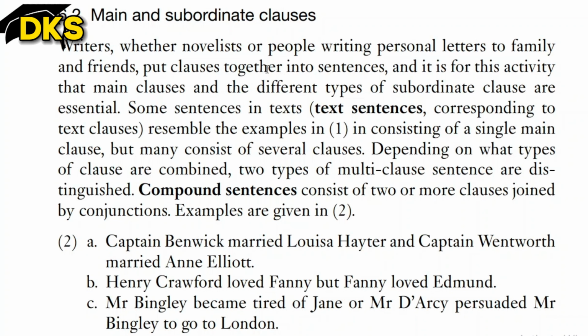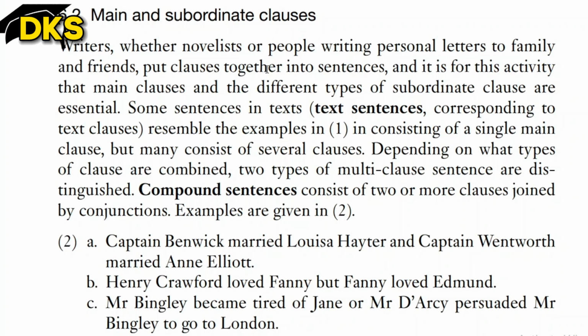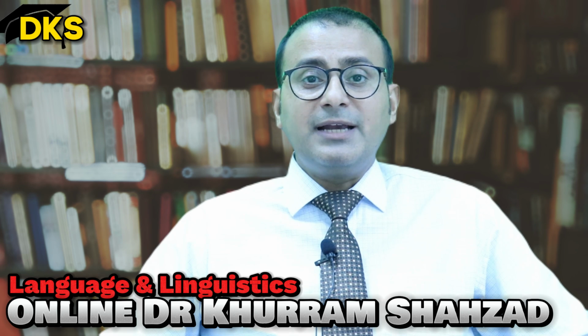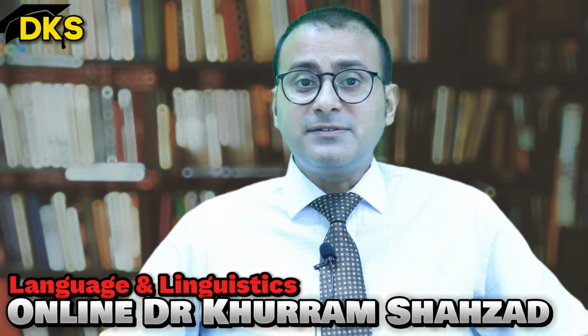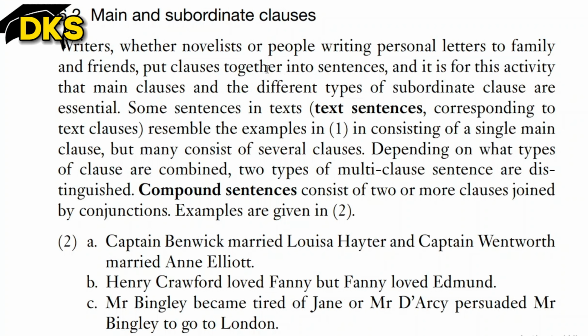So let's read one example from Jim Miller. Captain Benwick married Lucia and Captain Wentworth married Anne Elliot. So these are the two independent clauses. They can stand on their own. So such a type of sentence is called a compound sentence. Mr. Bingley became tired of Jane, or Mr. Darcy persuaded Mr. Bingley to go to London. So again, the clauses are conjoined with the help of "or". So it means that they are independent clauses, and the sentence is called a compound sentence.